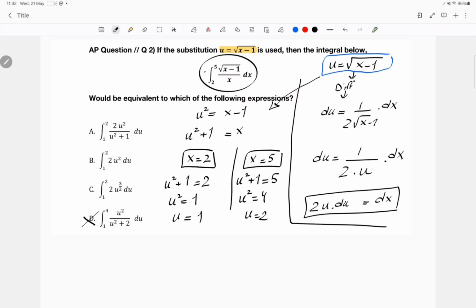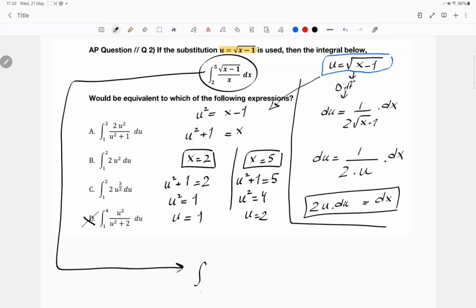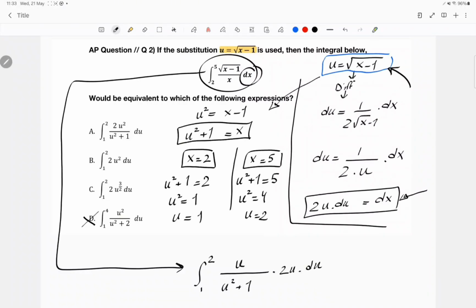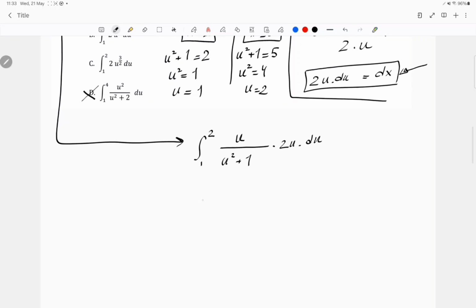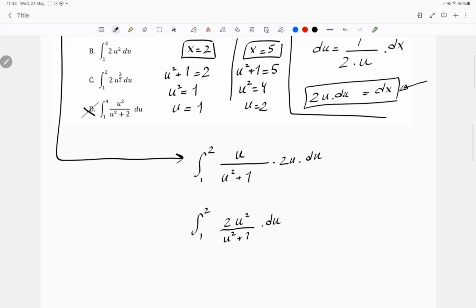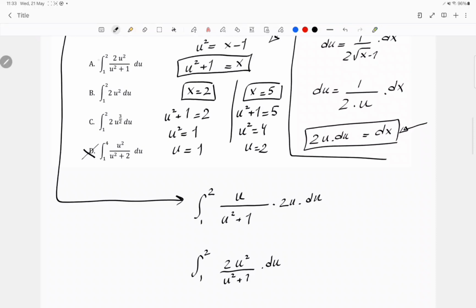Okay. Let's now continue. So right now I'll be coming here, I'm going to be replacing things. So instead of 2 to 5, I'll make it from 1 to 2. And instead of root of x minus 1, I'll be replacing that with u. And instead of x, I'll be replacing that with u squared plus 1. And instead of dx, I'll be replacing that with 2u du. And now what happens is I'll be simplifying. So I'm going to have the integral from 1 to 2 of 2 u squared plus 1 du. Yep, it's going to be choice A.